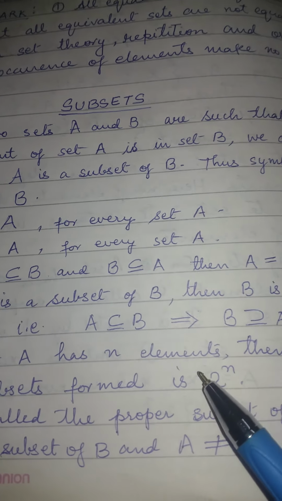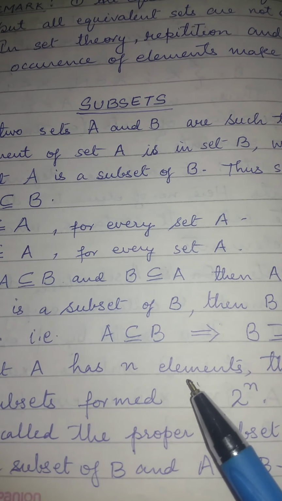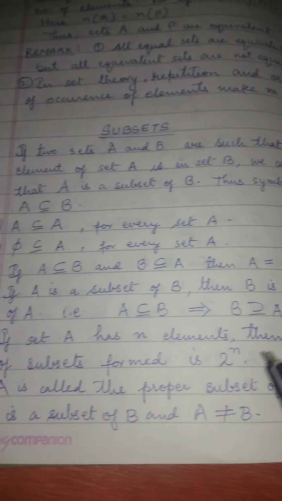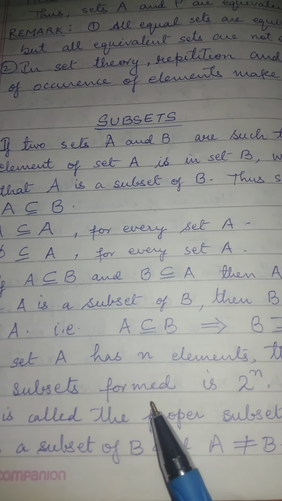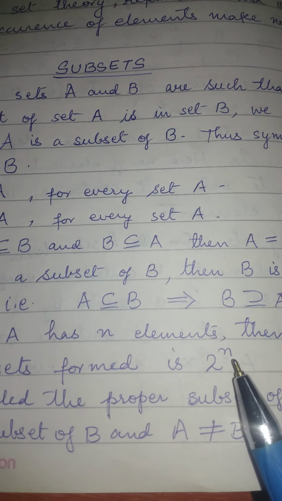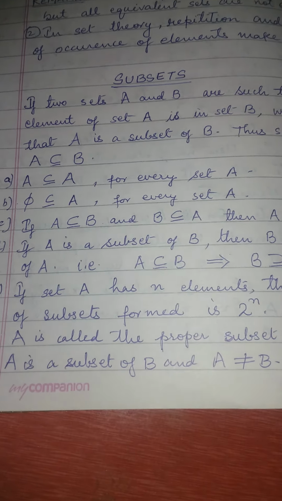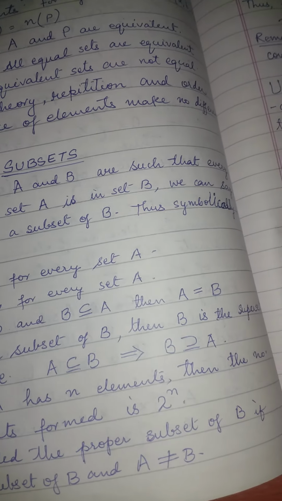If set A has n elements, then the number of subsets formed with set A will be 2 to the power n. This we can understand with an example.